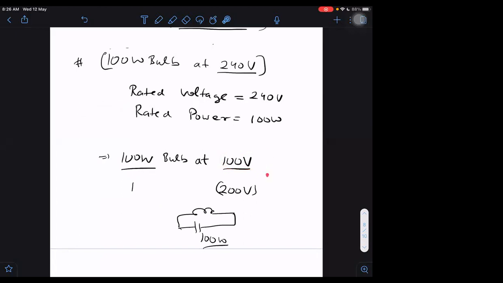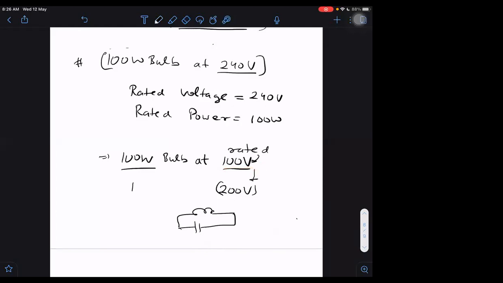If I start applying more than 100 volt, if I start applying 200 volt, but it is supposed to be used at rated 100 voltage only, and I'm exceeding that, then it will get fused. It cannot consume more power, and more voltage also cannot be applied across it. It will just get fused.